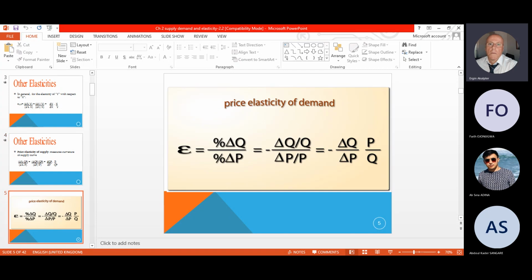Then the price elasticity of demand is also introduced to you. Delta Q over Q divided by delta P over P, which is negative because there is an inverse relationship, and delta Q over delta P multiplied with P over Q.